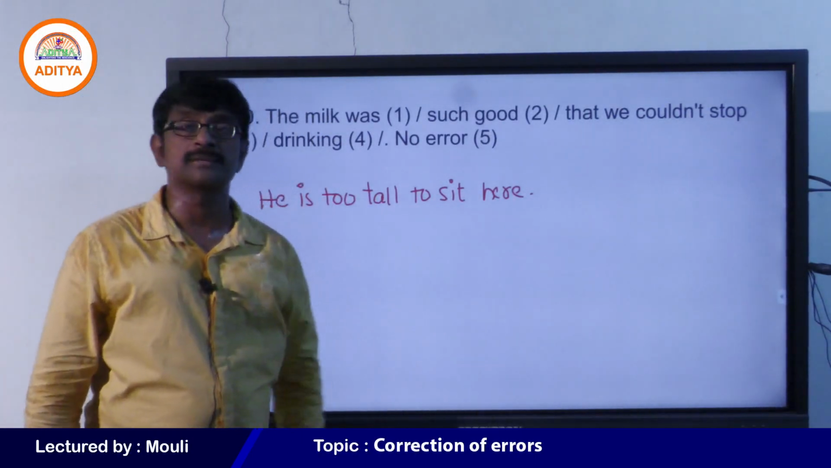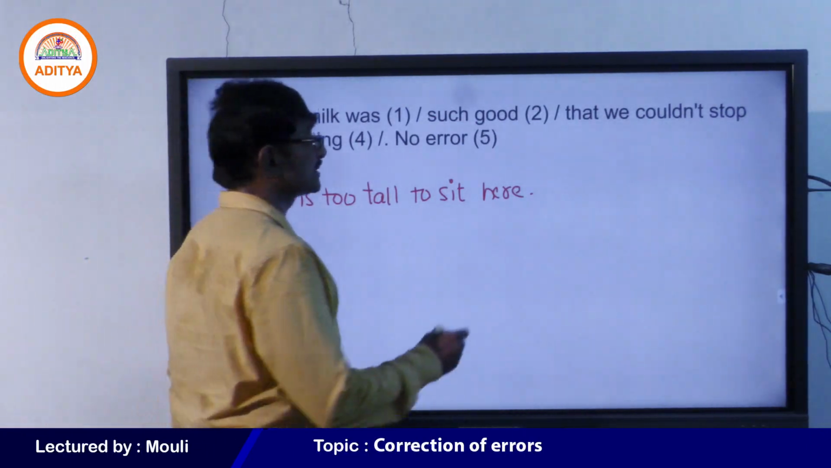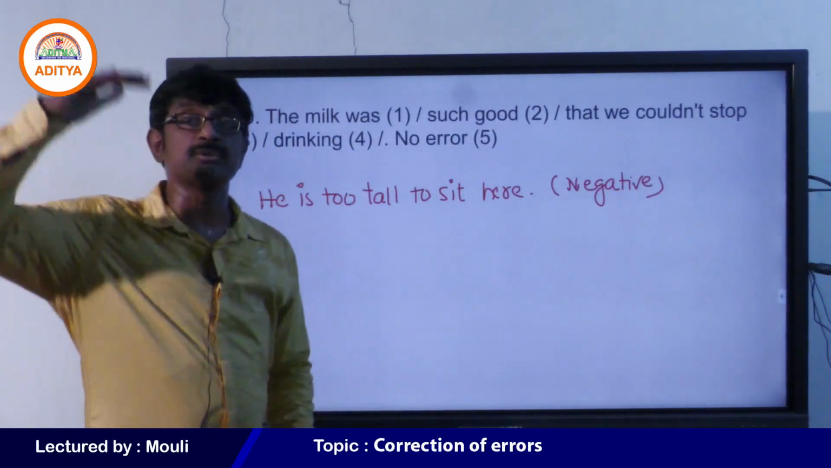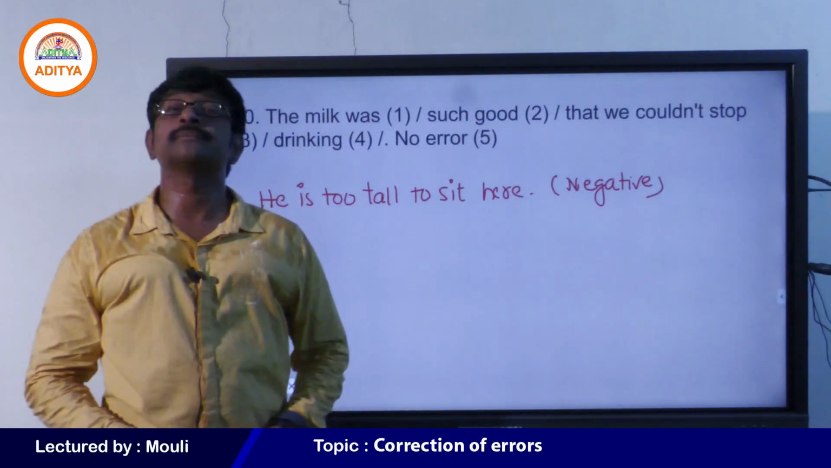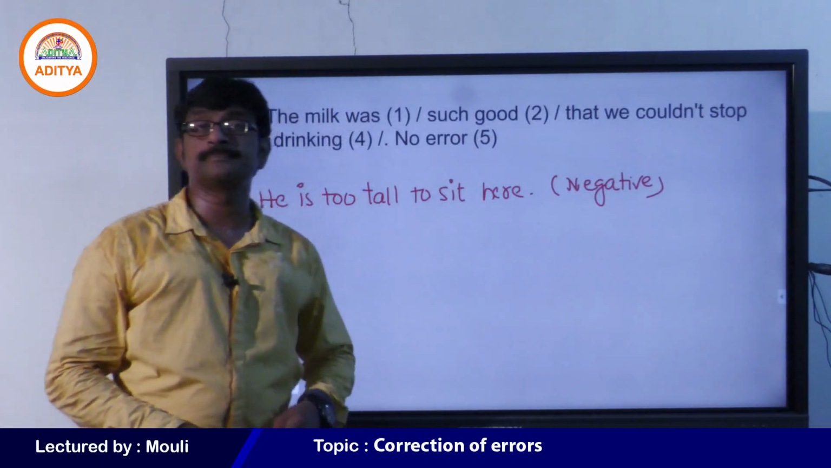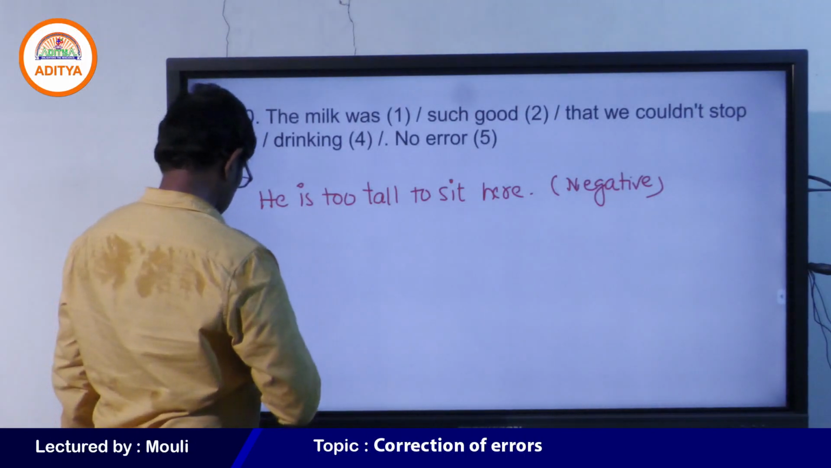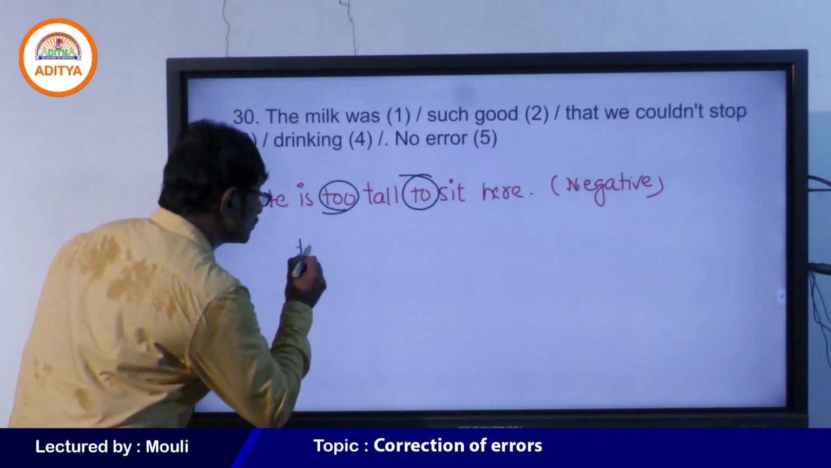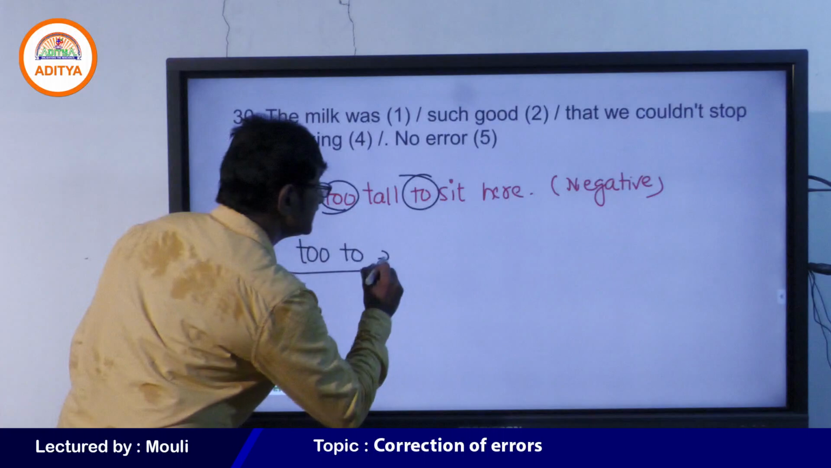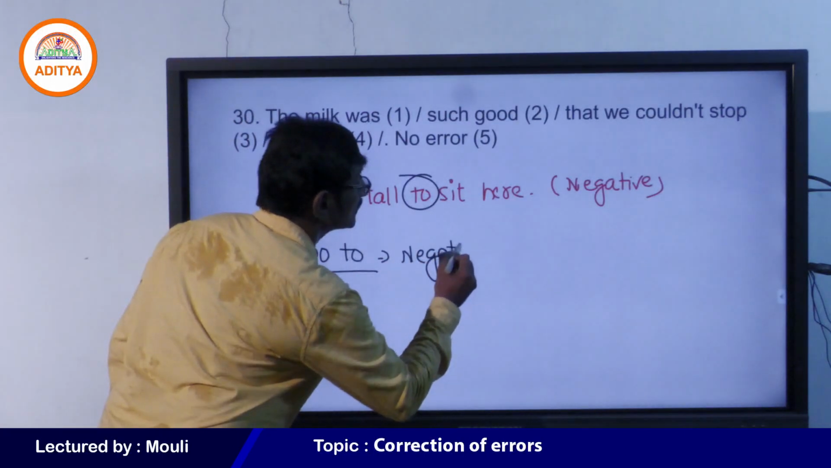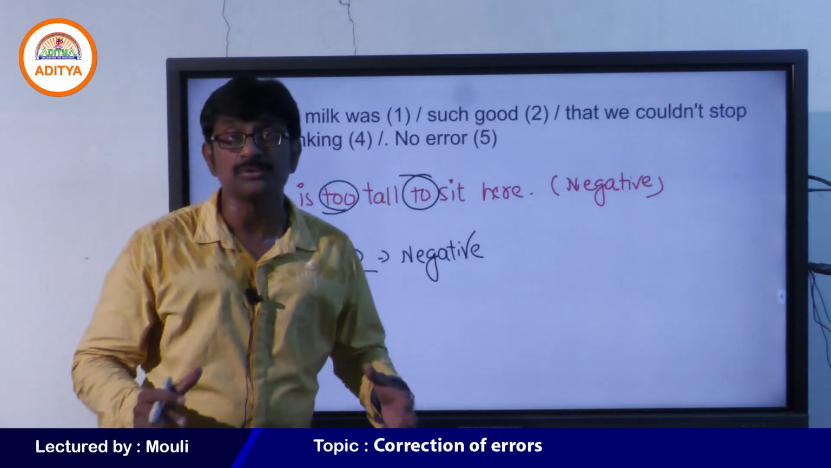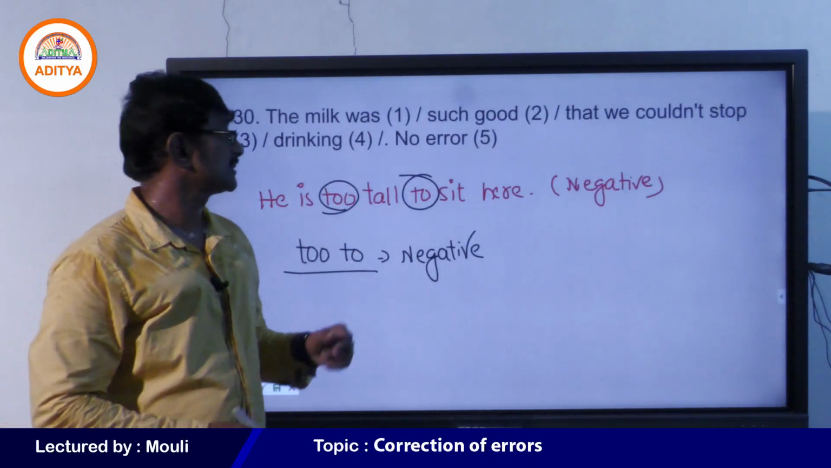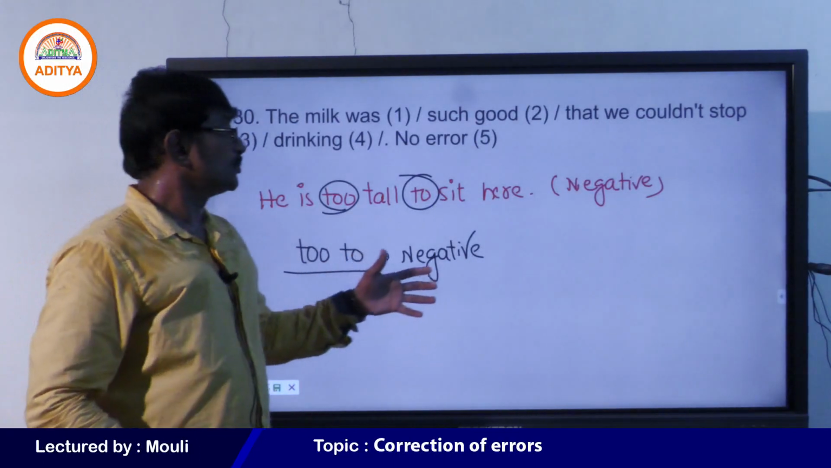This is one kind of expression. He is too tall to sit here means it is a negative expression. That means he is very tall. He cannot sit here like this. He is too tall to sit here. This is called too-too combination. It is a negative one. It always gives a negative result. It never gives a positive result here. That is, he is too tall to sit.